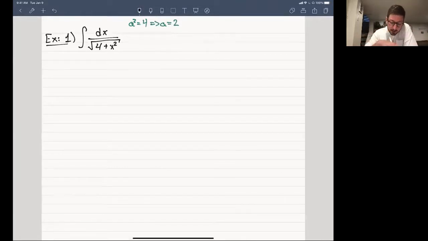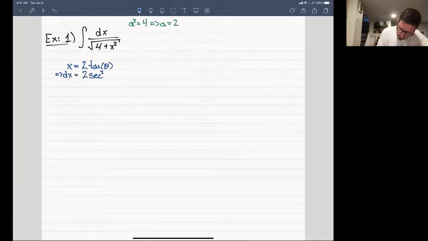Okay, so this is an a squared plus x squared. That means we're going to do a substitution for tangent, just like that first example I showed you. So let's say x is equal to a, which is 2, times tan theta. And this gives me that dx is equal to 2 secant squared of theta. And also a squared plus x squared, as we've already seen with our manipulations, becomes a squared secant squared of theta, which is equal to 4 secant squared theta.